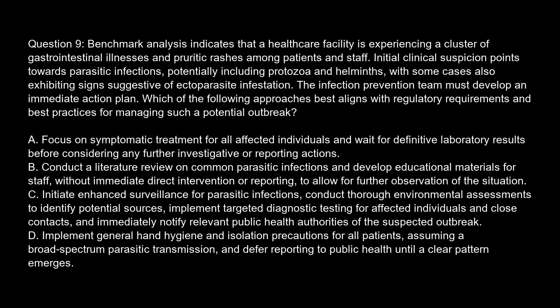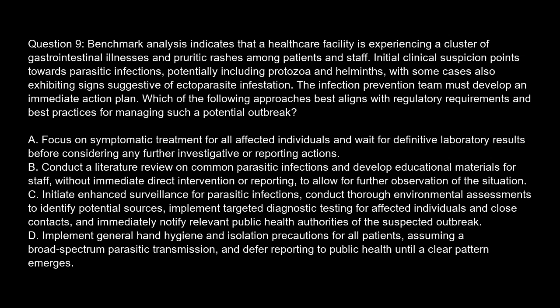Question 9. Benchmark analysis indicates that a healthcare facility is experiencing a cluster of gastrointestinal illnesses and pruritic rashes among patients and staff. Initial clinical suspicion points towards parasitic infections, potentially including protozoa and helminths, with some cases also exhibiting signs suggestive of ectoparasite infestation. The infection prevention team must develop an immediate action plan. Which of the following approaches best aligns with regulatory requirements and best practices for managing such a potential outbreak?